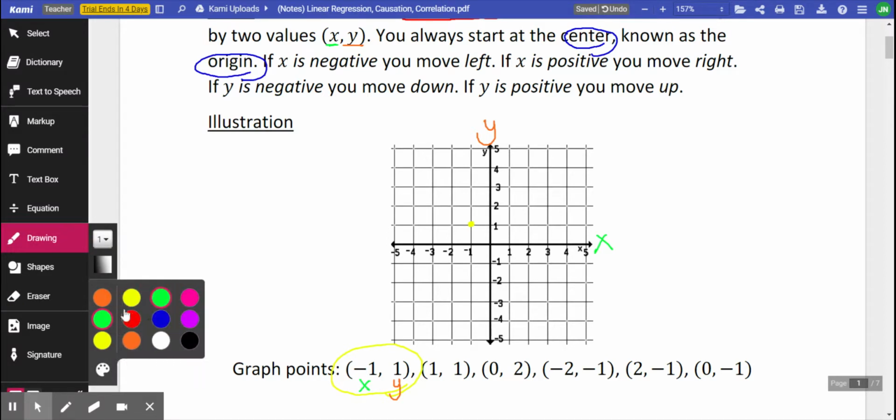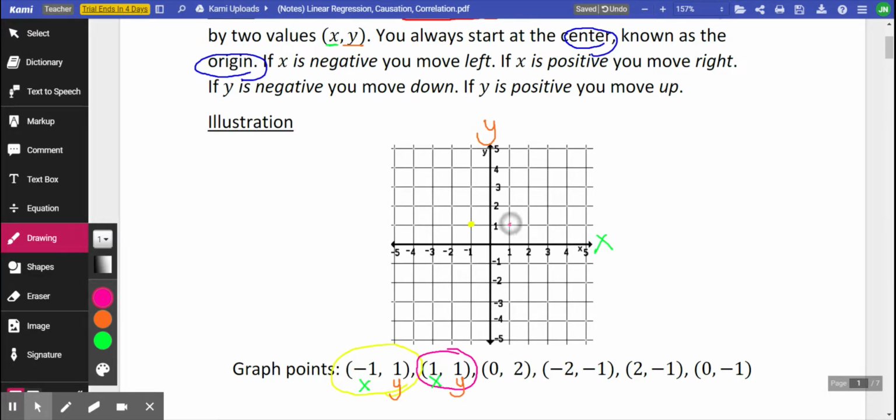Let's do the same thing with the point (1, 1). Same idea. If I look at (1, 1), on the x-coordinate I have a +1. On the y-coordinate, I have a +1, which means that if I start on the origin, the middle, I have to go to the right one because it's positive, and then up 1 because it's positive. So starting here, I go to the right one, up 1, and there's my point. Okay, if I keep going using the same pattern, this is how we always graph points.